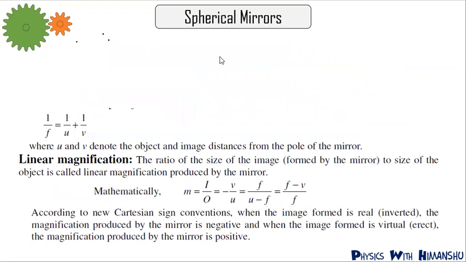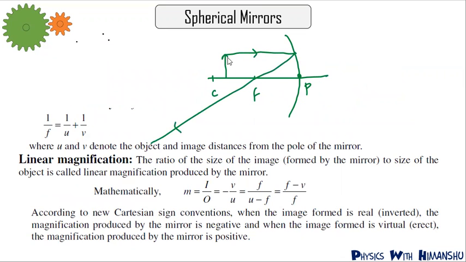Okay, now let's come to the mirror formula. Suppose we have a concave mirror, and suppose this is the pole, focus, center, and here is your object. One ray will go like this, parallel, and it will pass through the focus. Another ray can go like this, from the focus, and it will pass like this. So suppose this is your image. The distance of the object from the pole is u, the object distance. v is the image distance, f is the focal length. Okay, but remember one thing.